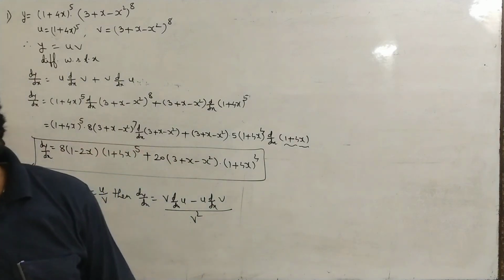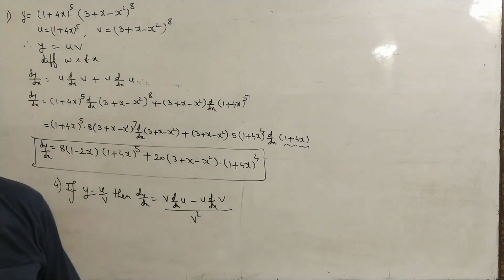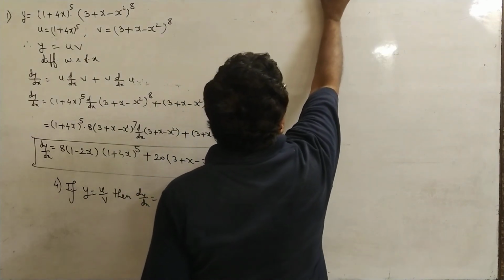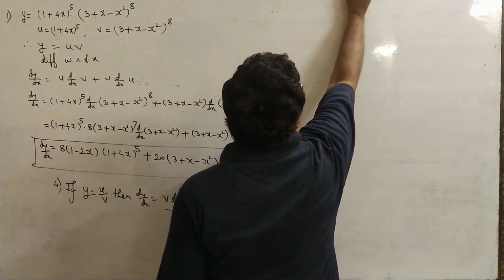Okay, y is equal to e raised to 2x minus e raised to minus 2x.